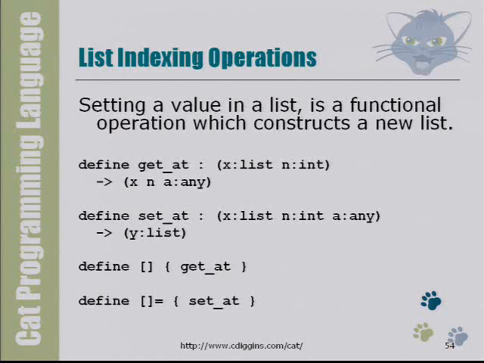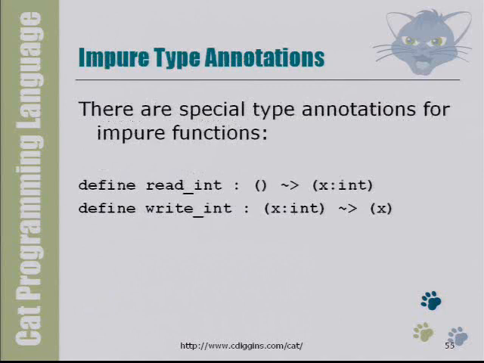These are list indexing operations. I'm going to skip over this. So here's the impure type annotation. I said it's important to label what is impure in your language. And so I use a squiggly arrow. So this is still used for static type checking, but it indicates to the compiler that it's not going to be able to shuffle this around. It's going to have to execute all impure functions in order.